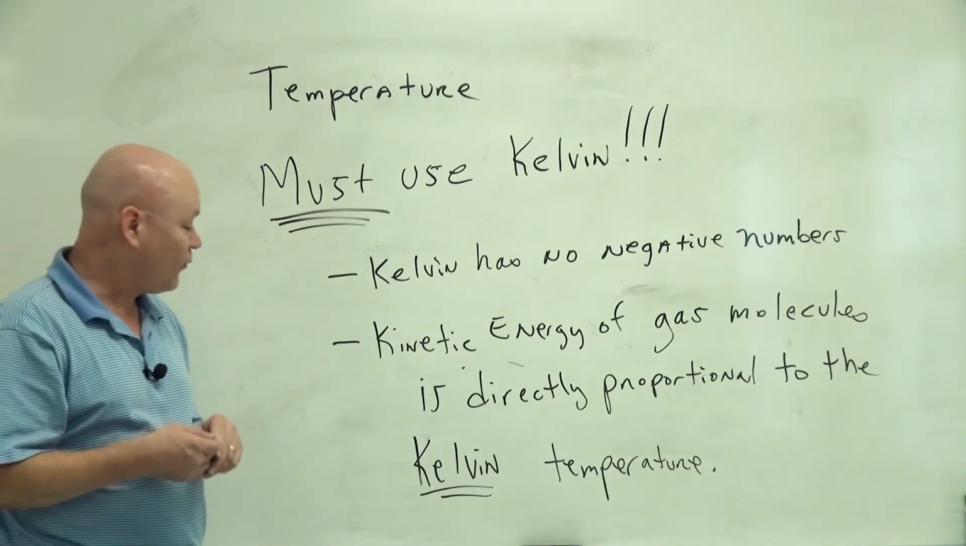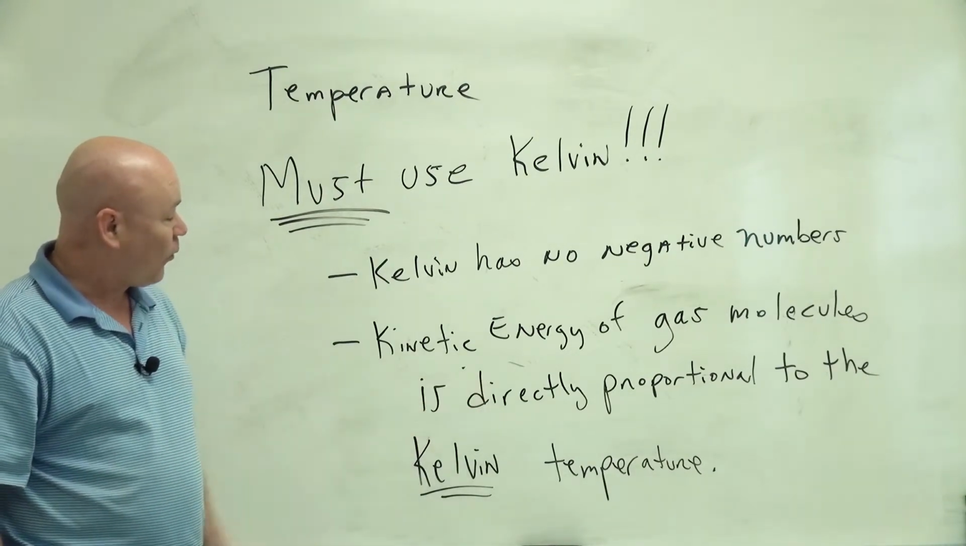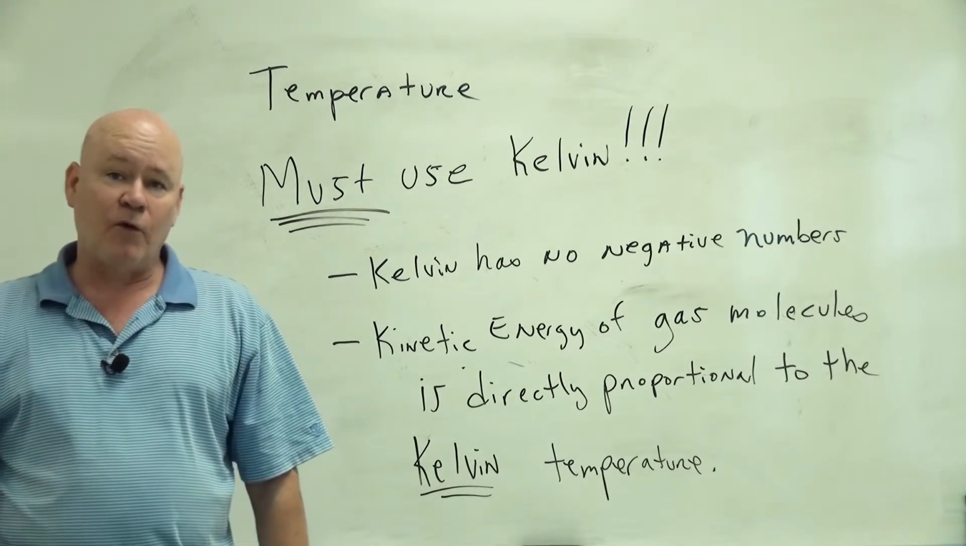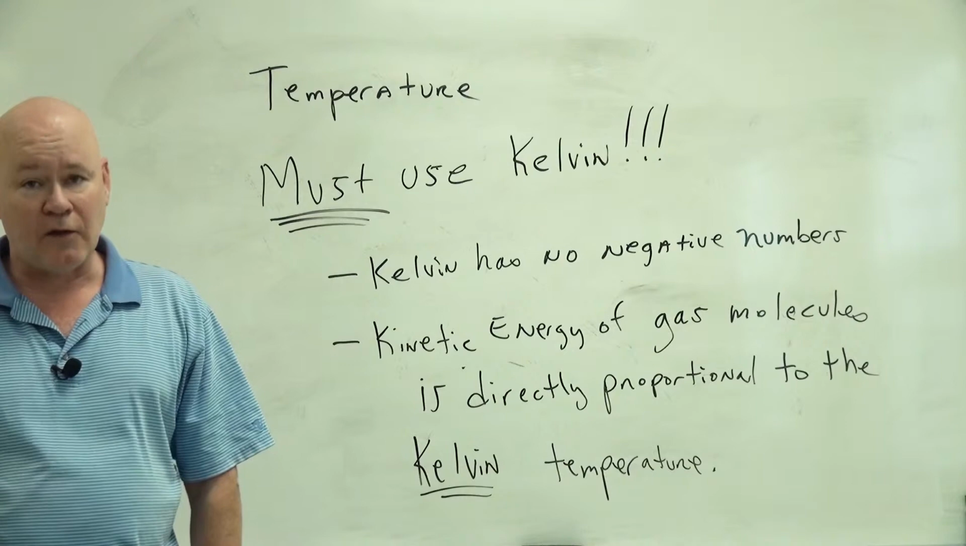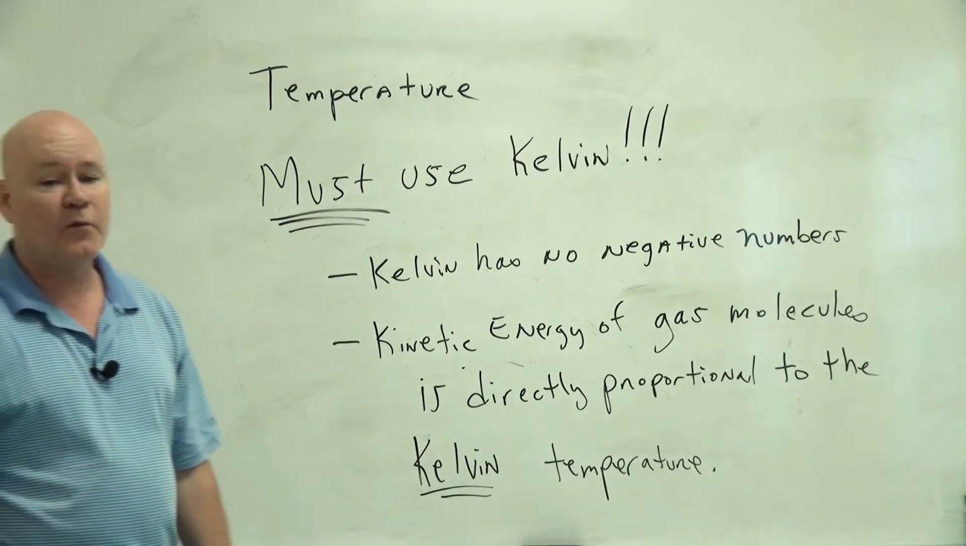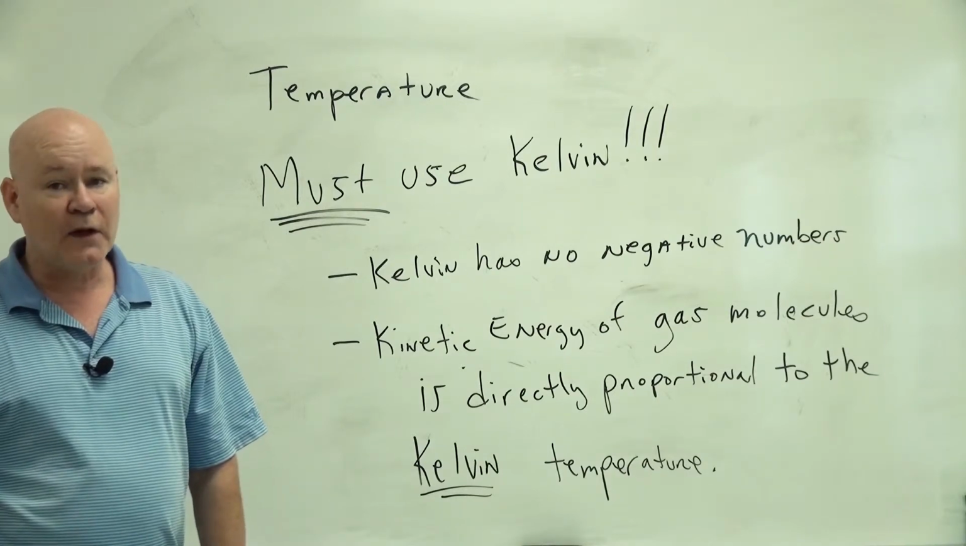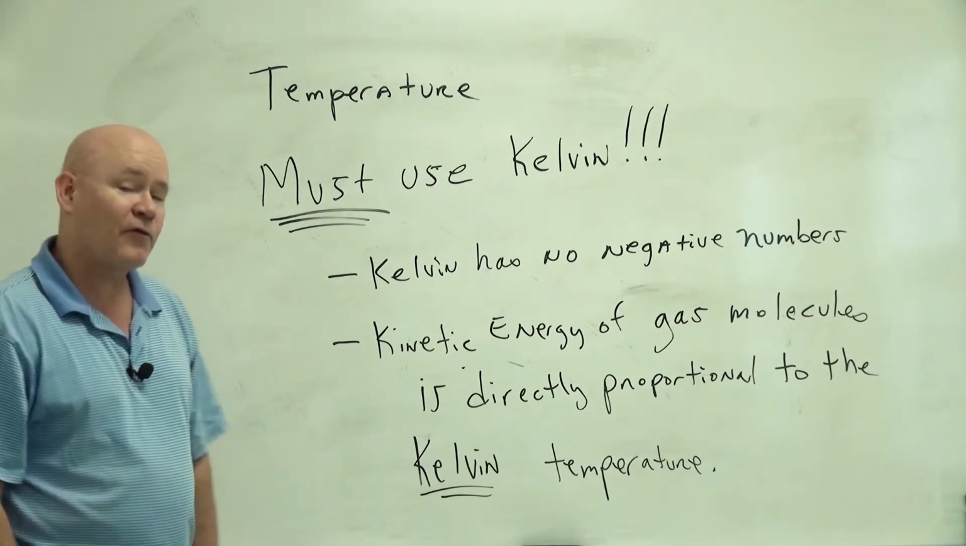So what it comes down to is, to be directly proportional means that if you double the Kelvin temperature, you're going to double the kinetic energy of the gas molecules. And if you take the temperature in half, well, you're going to take the kinetic energy of all those individual gas molecules, and you're going to cut that in half as well.